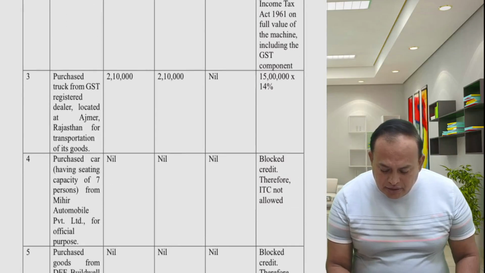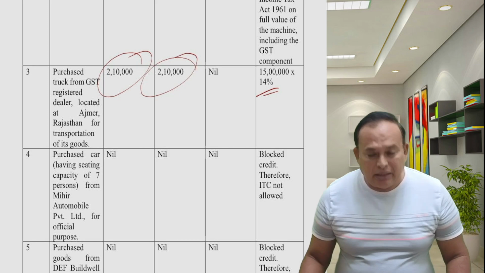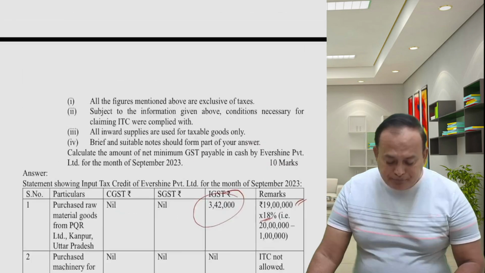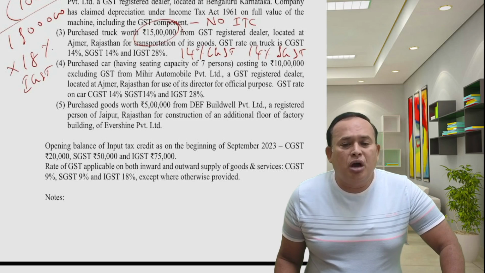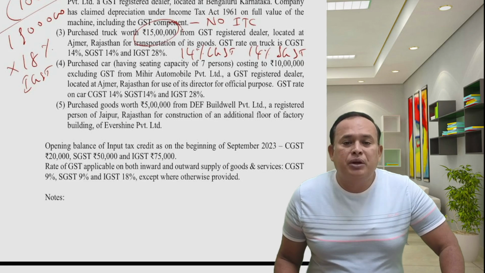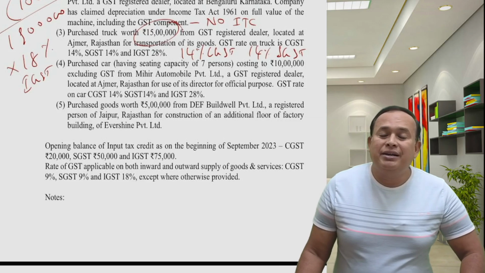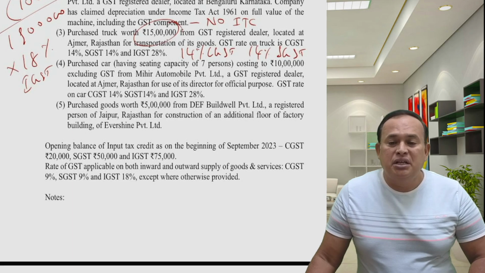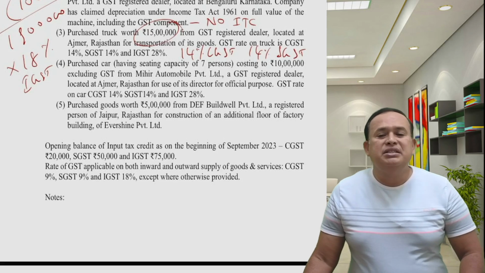See in the given case. On 15 lakhs, 14% CGST is 2 lakh 10,000, SGST 2 lakh 10,000, as inward supply on which input tax credit is allowed. Further, my dear friends, referring here to point number 4, inward supply. Purchased a car having seating capacity of 7 persons costing rupees 10 lakhs exclusive of GST from Mihir Automobiles Private Limited, a GST registered dealer located at Ajmer, Rajasthan, for use of its directors for official purpose. GST rate on car is CGST 14%, SGST 14%, and IGST 28%.